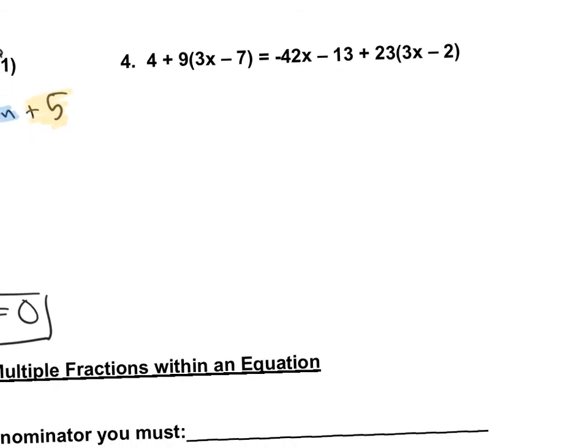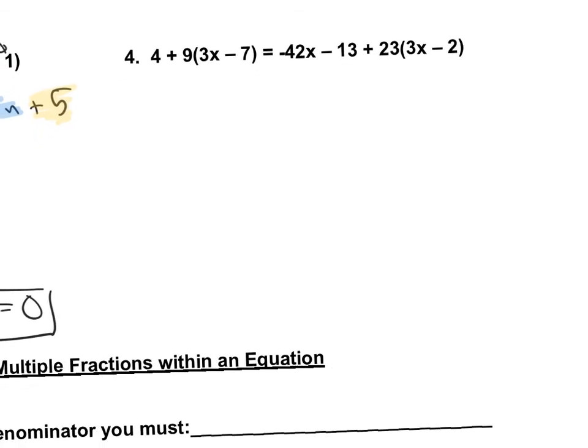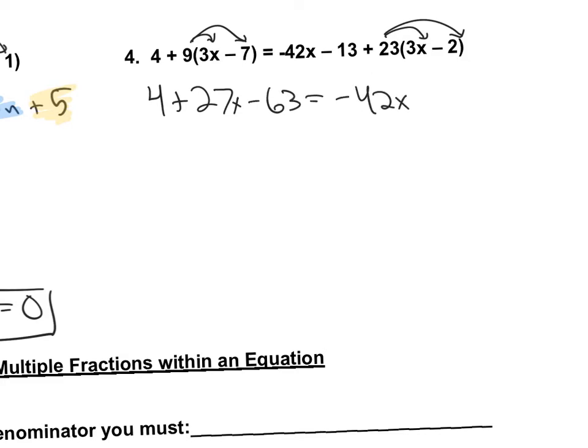Taking a look at number 4. Once again, we have some distributing to do first. So 9 times 3 is 27x. 9 times negative 7 is a negative 63. Equals negative 42x minus 13.